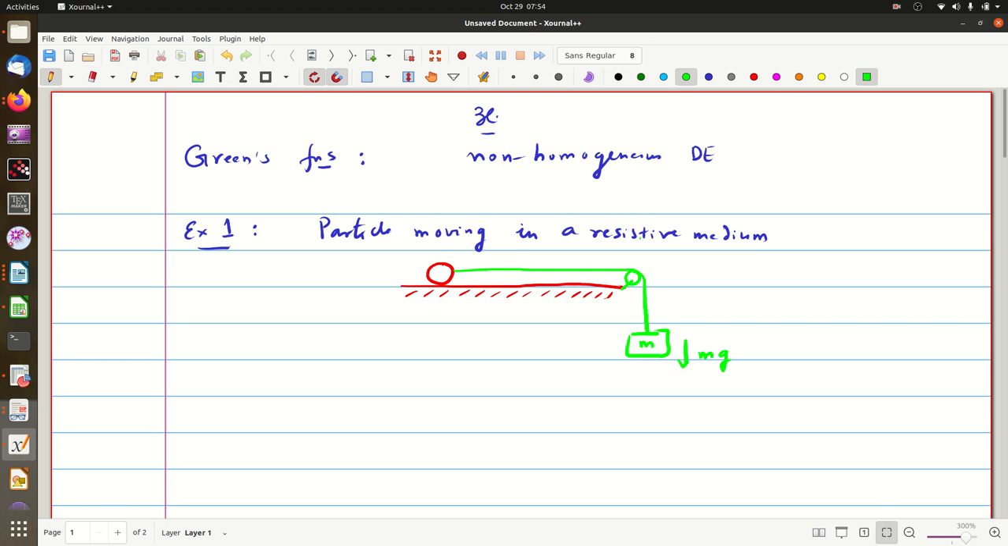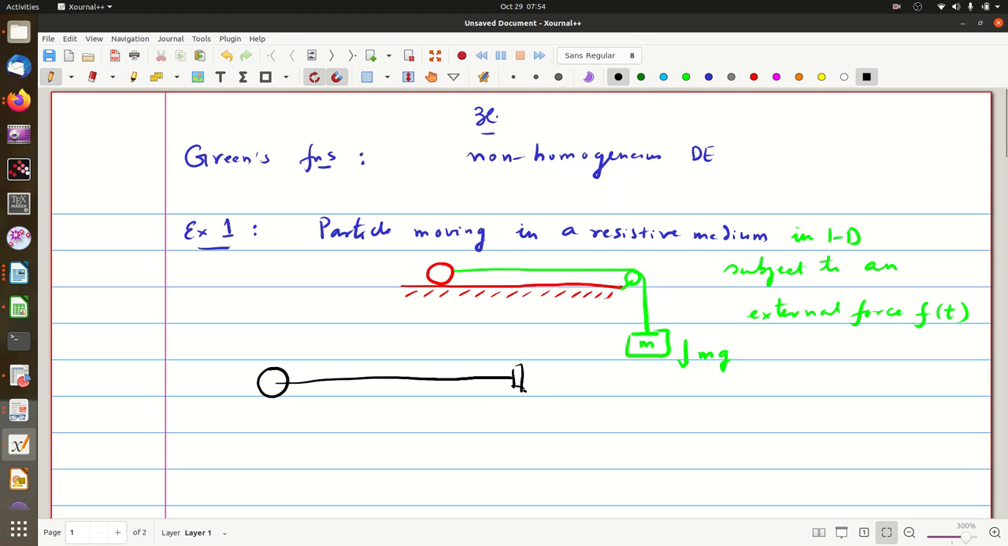Okay, so a particle moving in a resistive medium, so we have fixed it in one single direction, so it's in 1D, and it is subject to an external force. Okay, in general it can be some function f of t. One can always generalize it by assuming that instead of this mg, where it's a constant force, the particle is being pulled by a motor, a DC motor or something like that, and the DC motor is connected to a function generator.